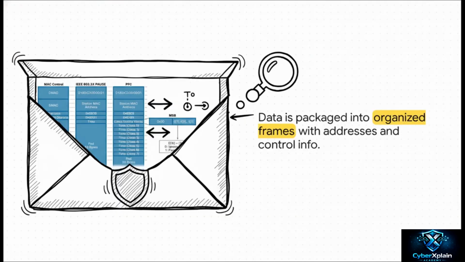And a frame is way more than just a simple wrapper. It's a highly organized package. It has specific spots for the destination and source addresses. That's basically the to and from on our envelope. It also carries some control information for error checking, which is kind of like a quality seal that makes sure the letter arrives perfectly intact, with no smudges or tears.